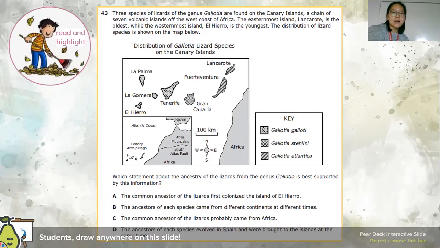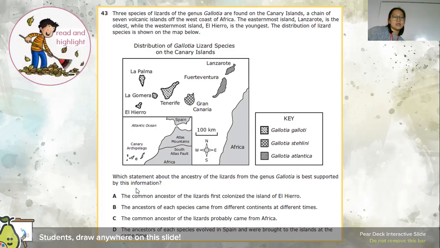So we're looking at kind of where these spotted Galotia galati are, Galotia stellini are for the kind of crisscross pattern, and the striped pattern for Galotia atlantica. And so we're seeing a lot of the striped ones over here, we're seeing a lot of the cross ones in the middle, and then we're seeing a lot of the dotted ones over on the left. And this kind of gives you an idea of what we're referring to when we talk about the Atlantic Ocean, Spain, Africa, and the archipelago.